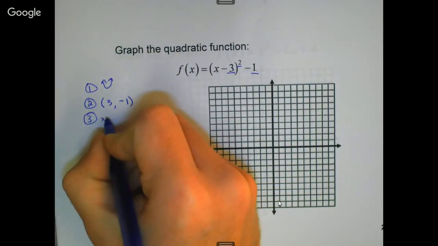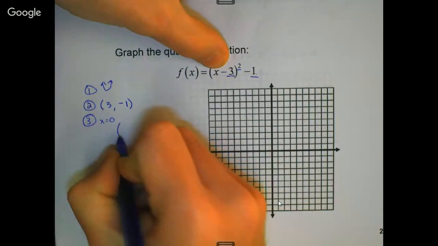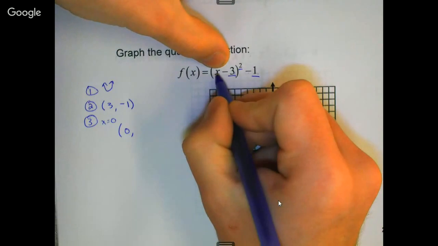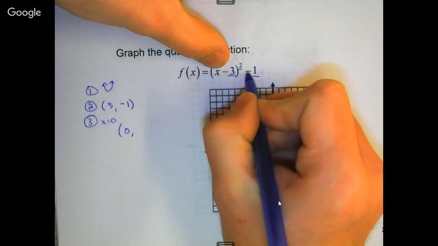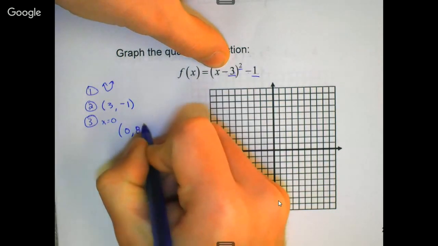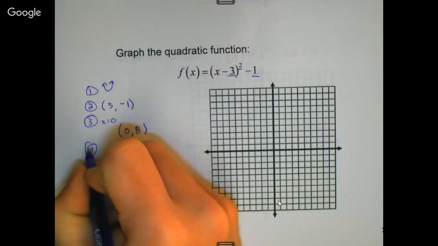So x equals 0. So if I plug 0 in here, so I have (0 minus 3). That's minus 3. Squared is 9. 9 minus 1 is 8. Then step 4 was x-intercept, if any.